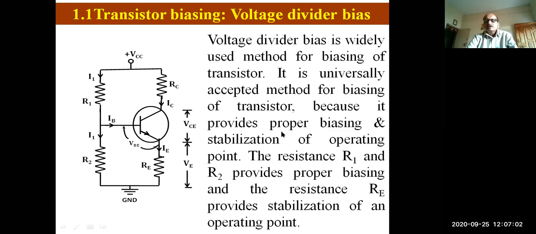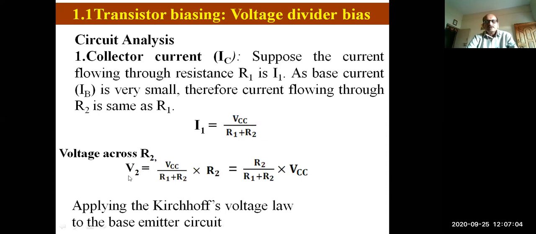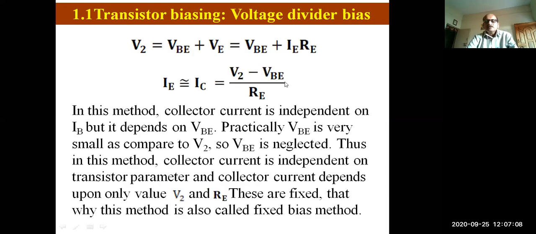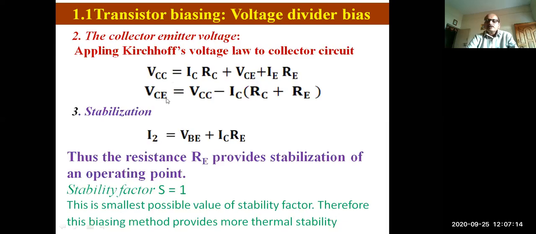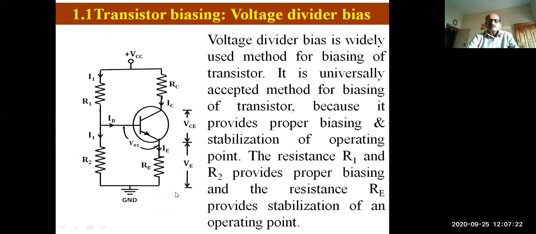Then we can calculate the collector current. Here we have to calculate this V2 voltage. After that we can calculate the collector current. This method is also called the fixed bias method. Also we can calculate the collector emitter voltage. How can we calculate the collector emitter voltage? Apply Kirchhoff's voltage law to the collector emitter circuit. VCC is equal to this voltage plus this voltage plus this voltage.